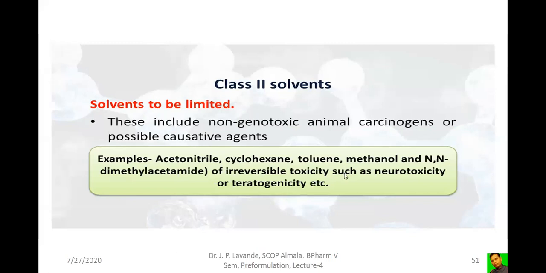The toxicity produced by class 2 is irreversible; it cannot be reverted back. Once it happens, it will remain permanent. They are responsible for producing neurotoxicity, that is, toxicity to the neural cells in the brain. Teratogenicity means these are responsible for crossing the placenta and producing their effect in the developing fetus.